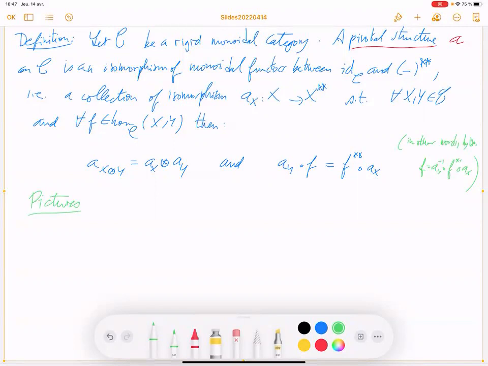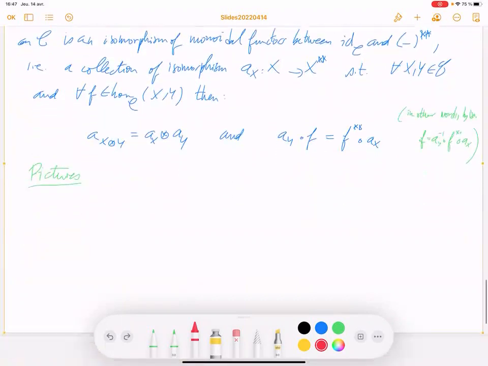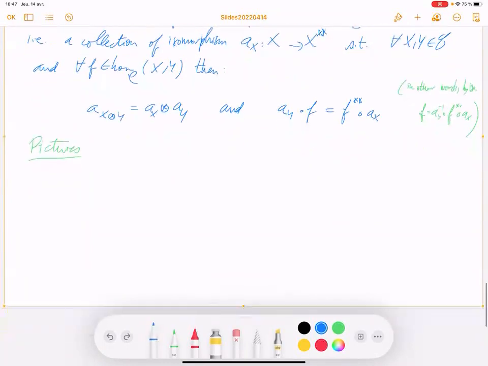Anyway, I have to check that, because here you take an isomorphism. I wanted to check whether at least there always exists an isomorphism between X and X double star, or maybe it's true for tensor categories. I don't remember, so I'm a bit confused. So what about the picture?